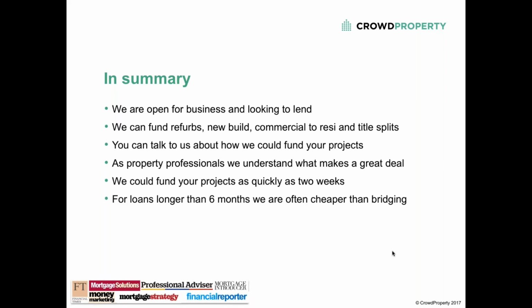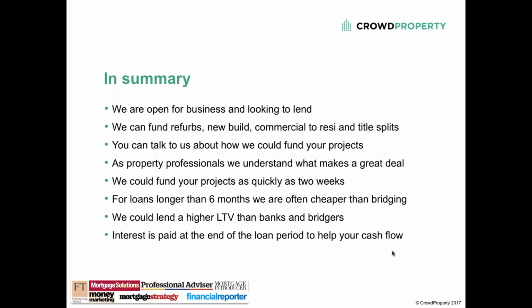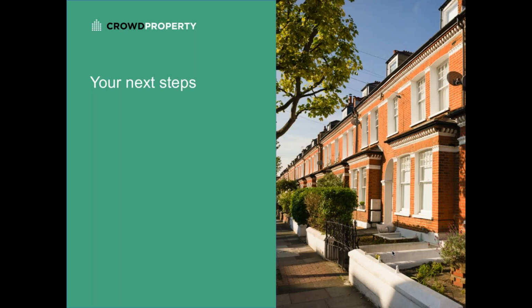And for loans longer than 6 months, we're often going to be cheaper than bridging. Our minimum loan length is 6 months, because less than that, we're not going to be cheaper than bridging, but longer than 6 months, we are cheaper because our monthly interest is generally a lot lower than most bridging companies would charge. Our monthly interest is 0.83%, and obviously that's paid at the end of the loan. And also we could lend a higher loan to value, which means obviously less money put in. Interest is paid at the end of the period, and obviously you can repay early with no penalty, subject to a minimum of 6 months.